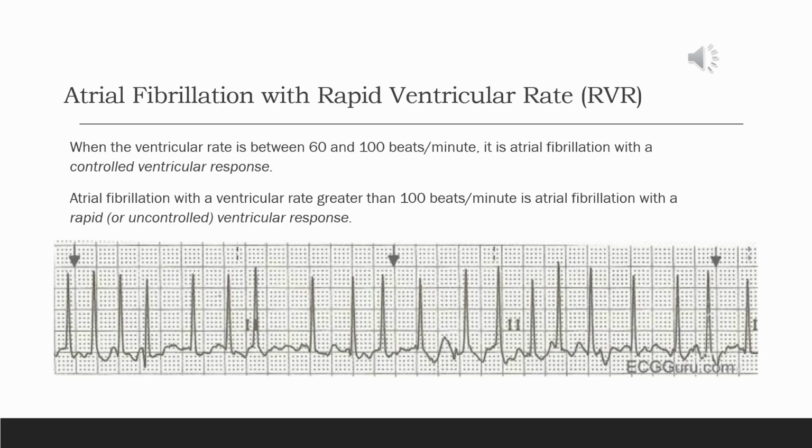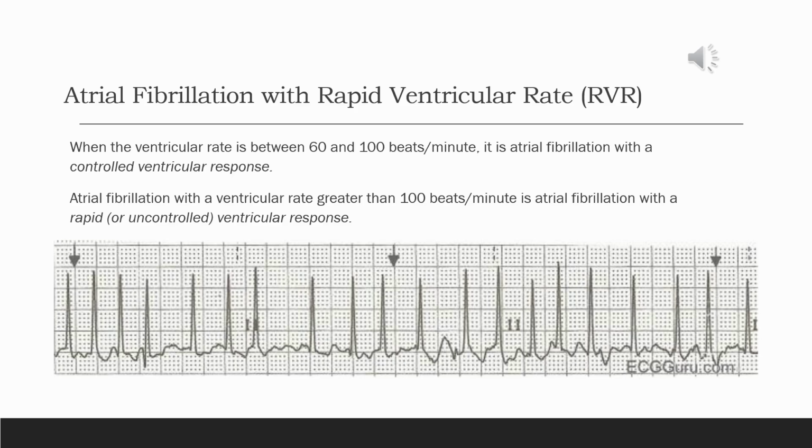If you look at the rhythm strip here, you can see that classic irregularly irregular pattern. Again, there's no distinct P waves, the QRS complexes are occurring in an unpredictable sequence, and the ventricular rate is clearly elevated beyond 100 beats per minute. So this rapid response leads to poor perfusion and hemodynamic instability, which increases the risk of complications like hypotension, heart failure, and even a stroke.